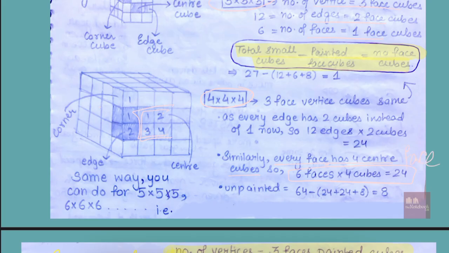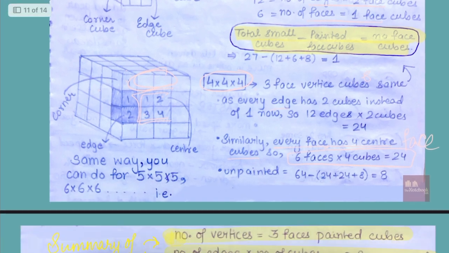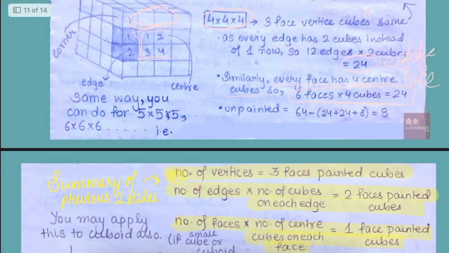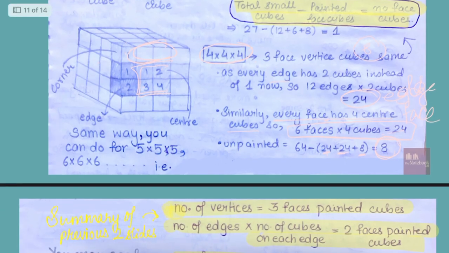Then unpainted, and then we know how many vertices are there? 8. Vertex cubes will always be 8. Edge cubes, every edge has like, now over here every edge had only 1 cube. Here every edge has 2 cubes. There are 12 edges, so 12 into 2, 24 edge cubes. Now unpainted cubes, 64 minus whatever cubes are painted. So 8 of these cubes, 24 of these cubes, and then 24 of these cubes. So basically 8 cubes will be unpainted. That is how you can solve the question.